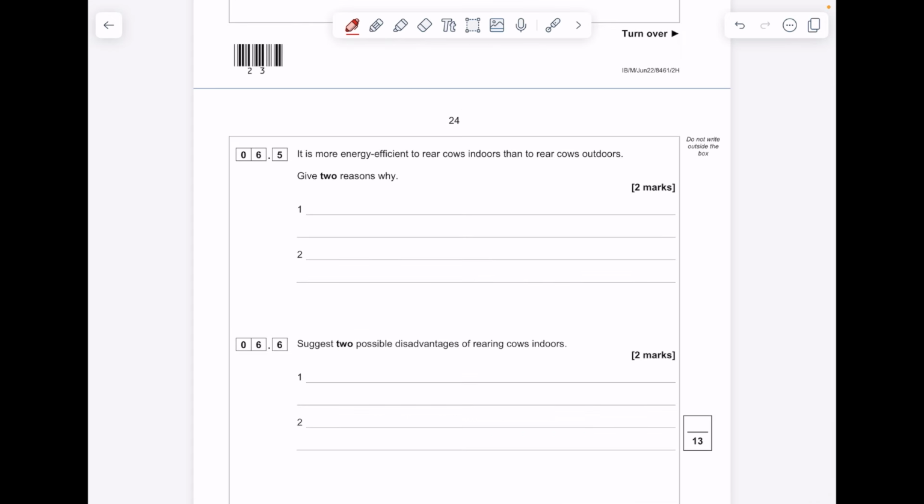It is more energy efficient to rear cows indoors than rear them outdoors. Suggest why. If they're kept indoors, then they can't move as much, so less energy is lost in movement, and it's going to be warmer inside, so less energy is wasted keeping warm.